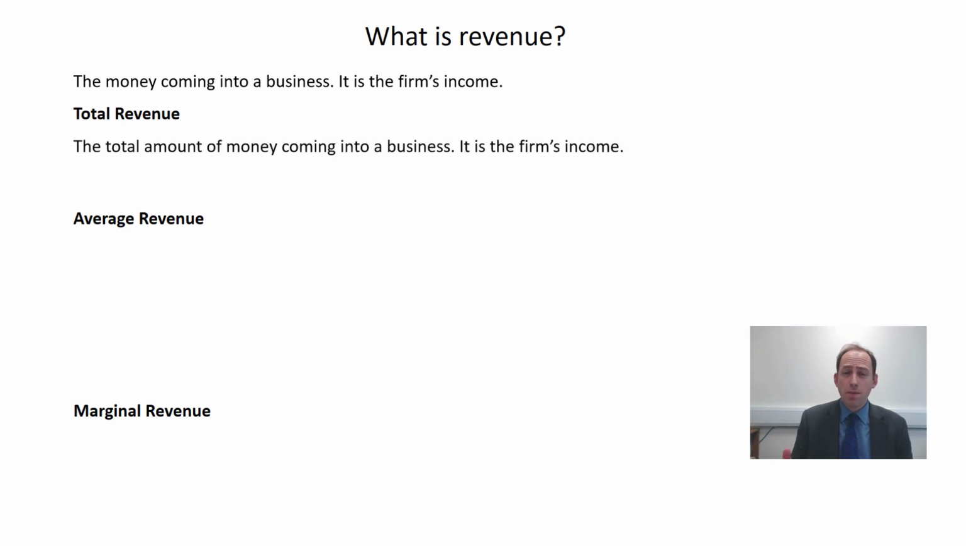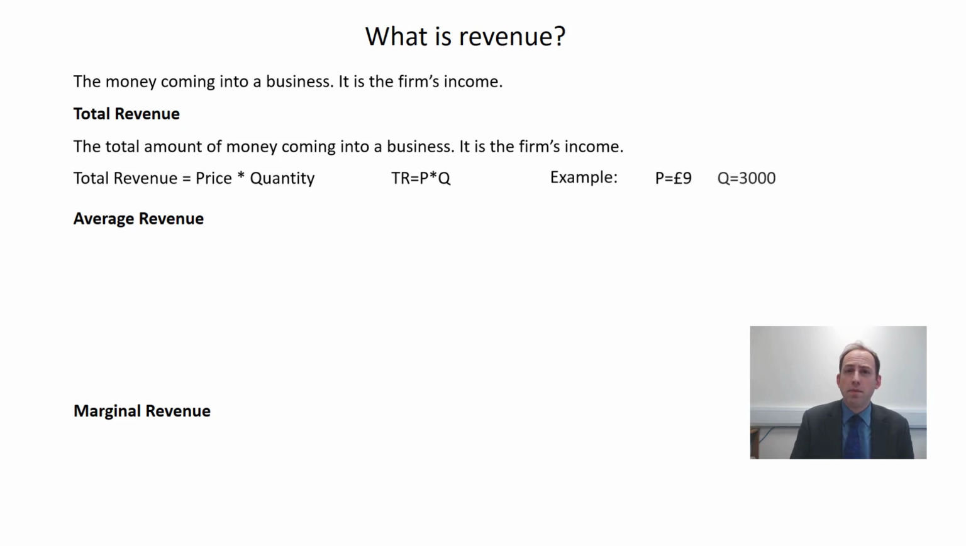Total revenue is the total amount of money coming into the firm. It's the firm's total income. There is a little formula for working this out. So what we can do is we can look at the price that the firm is selling the units for and the amount of units they're selling. We multiply those two together and that gives us our total amount of income.